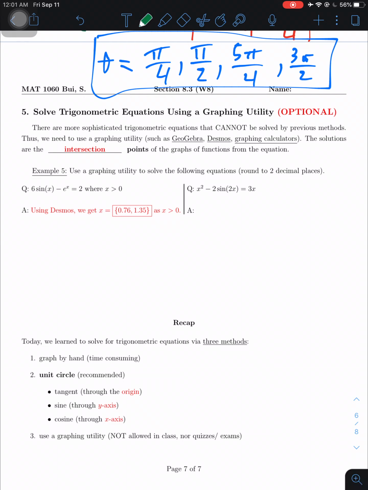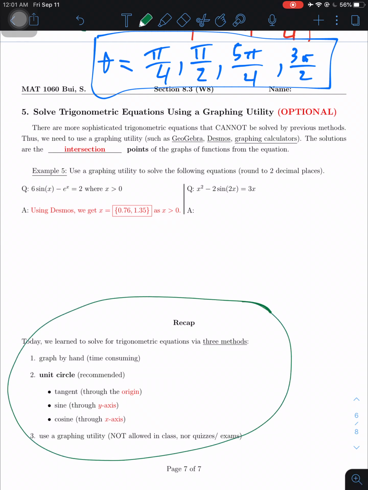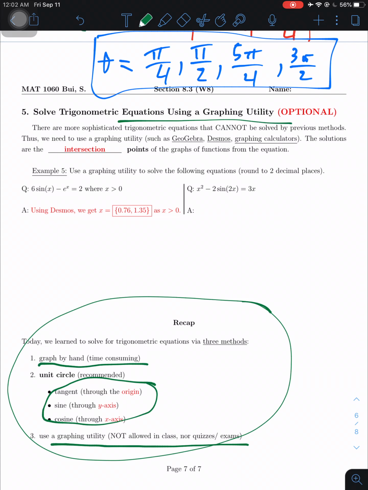To recap what we learned today, I put a summary here. Today we learned to solve trig functions in 3 methods. We can use the graphing of them, just like what we did on the first page, drawing the graph of cosine and then drawing a horizontal line at the value that the problem gives us, and from there get the two angle families. The second way is the unit circle, the one that I showed you, with the tips for tangent, sine, and cosine. And the last part, we're not even gonna talk about it, and I'm not gonna allow you to use this technique in the quizzes or exam. It's the one with the graphing utility.